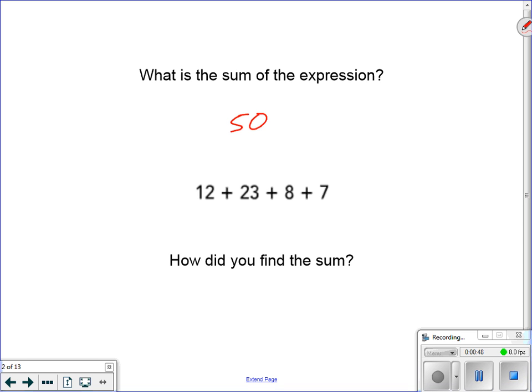Well, one thing we can do is we can just add from left to right. We can do 12 plus 23 plus 8 plus 7, and we'll get 50. 12 plus 23 is 35. 35 plus 8 is 43, and 43 plus 7 is 50. Okay? So you can add from left to right.